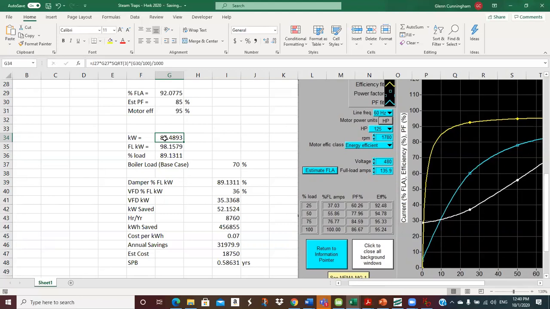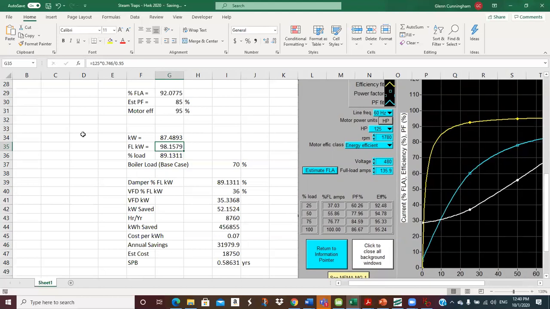And you've got to divide it by 100 to get it into a decimal point, and then divide by 1,000, and that'll get you kW. So I'm at 87 kW. And then full load kW, well, it's a 125 horsepower motor, so times 0.746 converts, and now that 125 is shaft output.